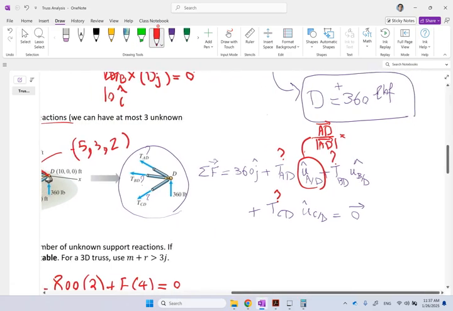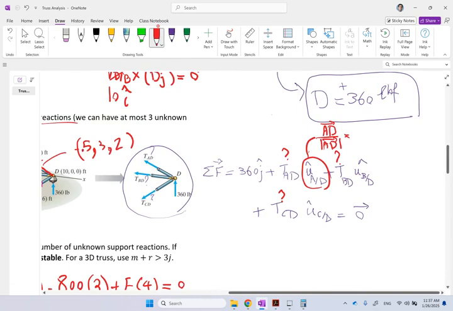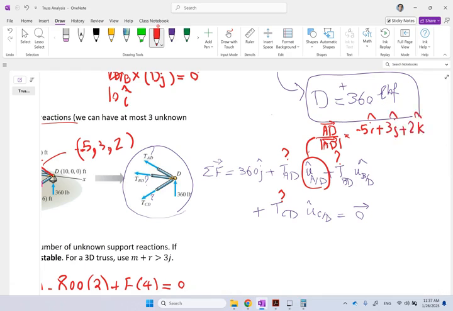And so here, that's negative. So it's going to be negative 5i plus 3j plus 2k divided by its magnitude, which is the square root of negative 5 squared plus 3 squared plus 2 squared. Right? So you have to calculate all of that, and find all of these unit vectors, and then this one is going to give you 3 equations: sum in i is 0, sum in j is 0, sum in k is 0.